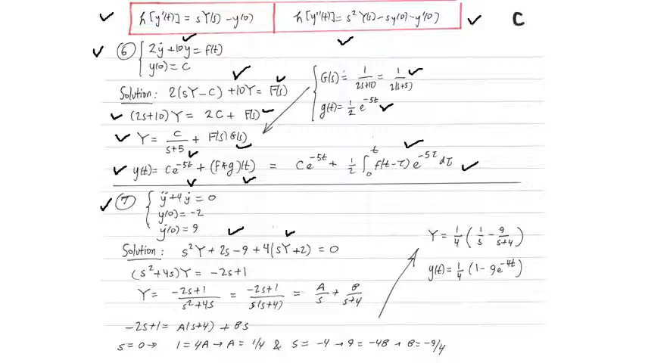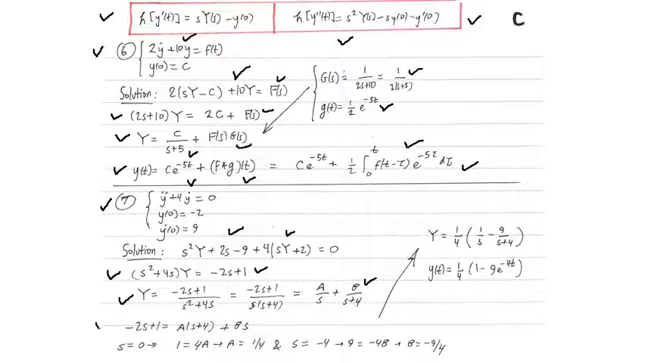And just like with the rest of these examples, we solve for big Y. We get the characteristic polynomial on the left times big Y. We move everything else to the right-hand side. So we end up with minus 2s plus 1 on the right-hand side. Then we divide through by s squared plus 4s and use partial fractions on that to get that into the form that we want.